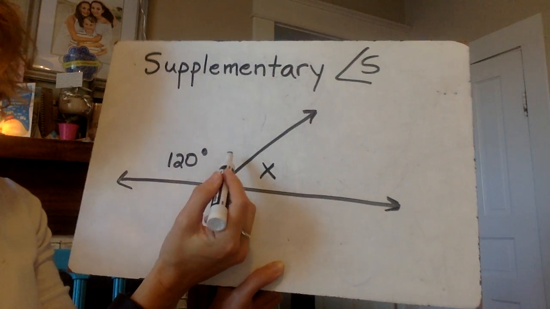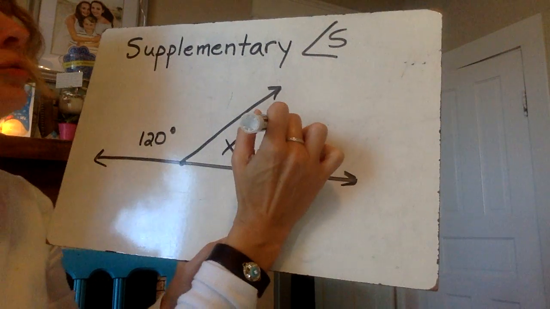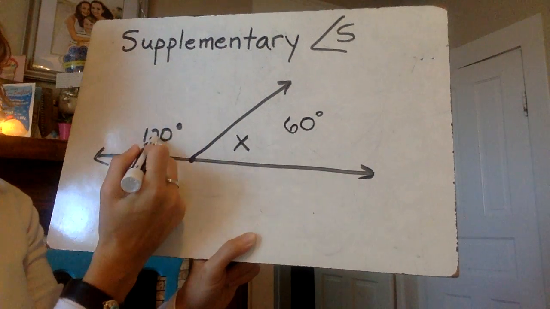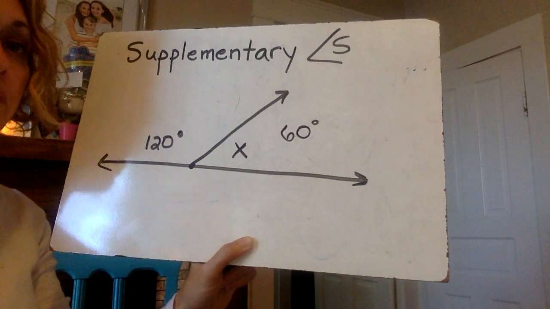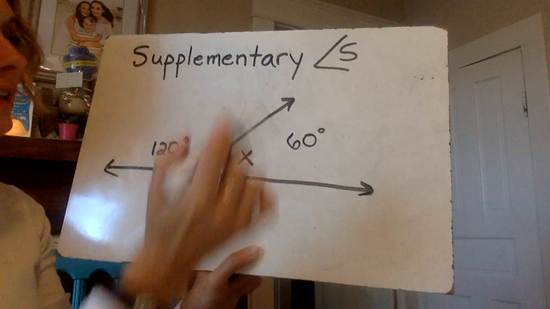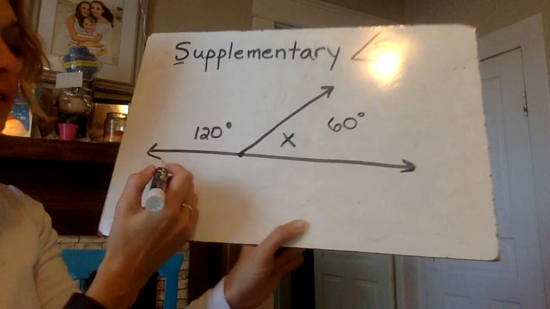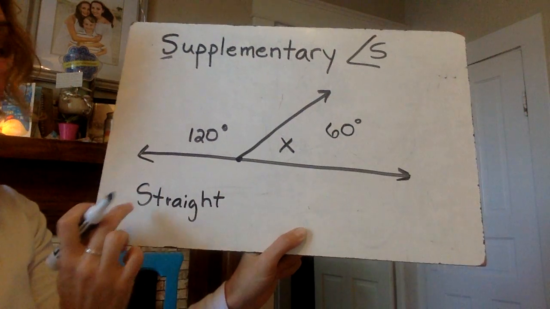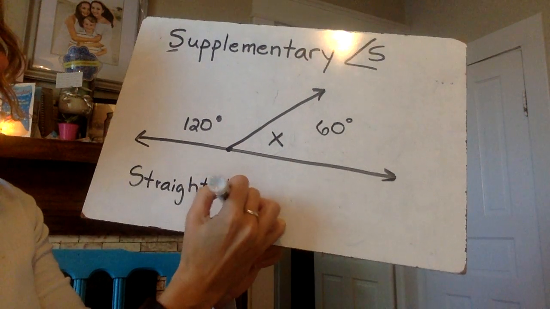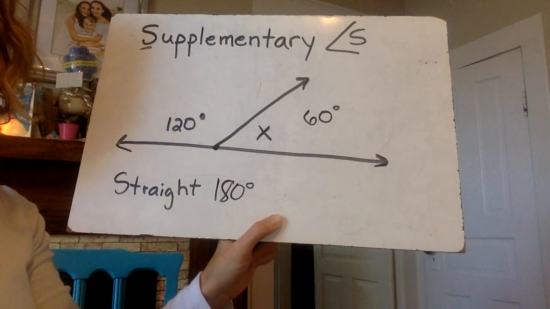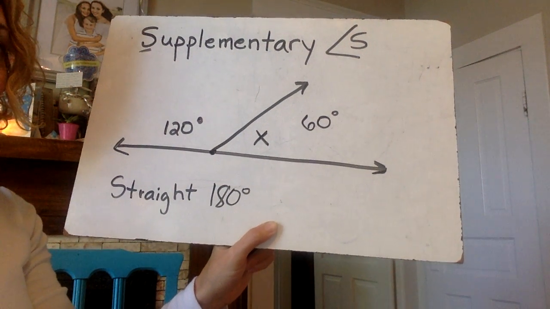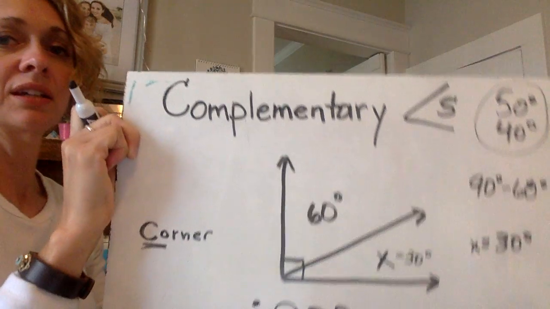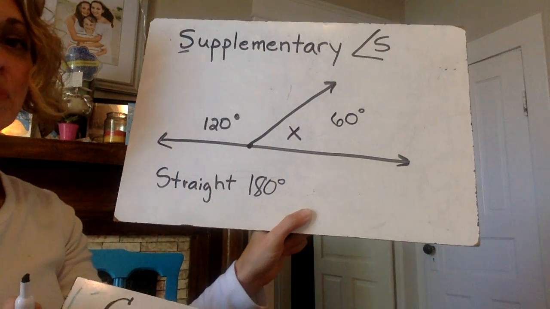So I would take 180, subtract out 120, and this X value would be 60 degrees because these two add together to give me 180. The way I remember that is supplementary starts with S, and a straight angle, S, I know a straight line has a measurement of 180 degrees. All right? I want you to know those two terms specifically today. Complementary angles, supplementary angles.